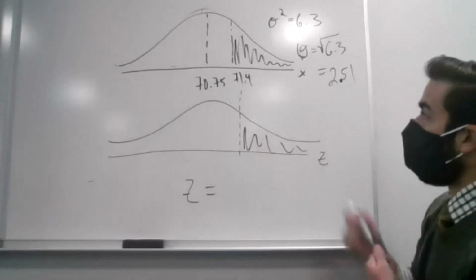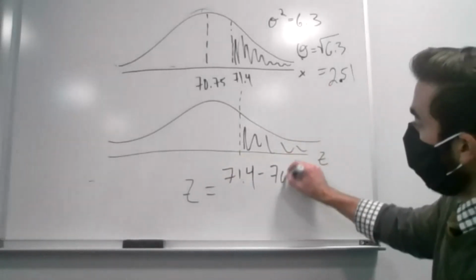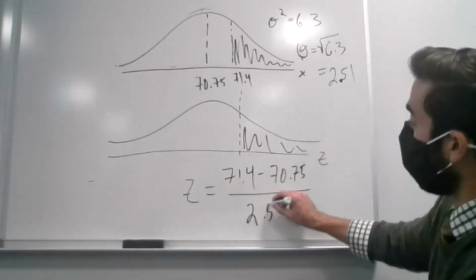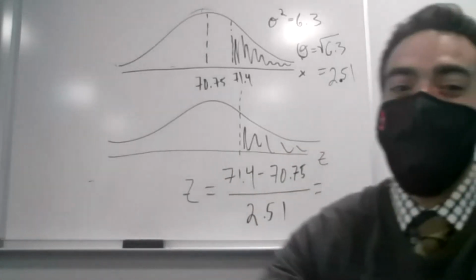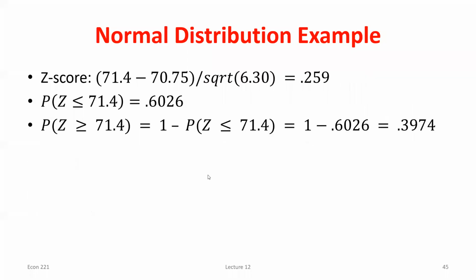Okay? If we go ahead and plug these values in, I'm interested in that value of 71.4. I'll subtract the mean, divide by the standard deviation. I don't have any idea what this is, but I have it on the slides here, right? So let's go back to the slides and see what that ends up being. 0.26 approximately, okay? So if my z-score is about 0.26, I then want to go and look this up in the table, right?